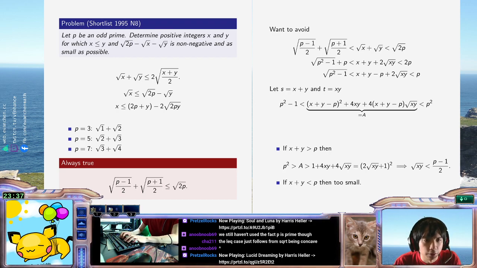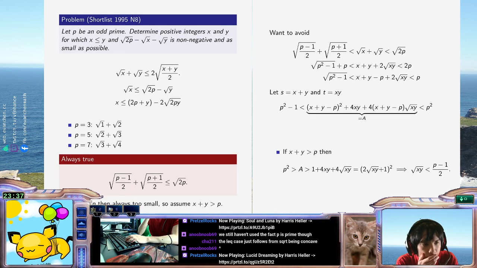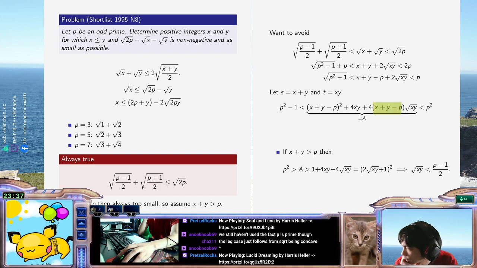That's good news to know. So if x plus y is at most p minus 1, then always too small. Actually, if it's less than or equal to p, it's too small. So we'll always assume x plus y is strictly greater than p. Okay, that's fine. So that means this thing has a positive coefficient, so there's a contribution of root xy. This is xy.